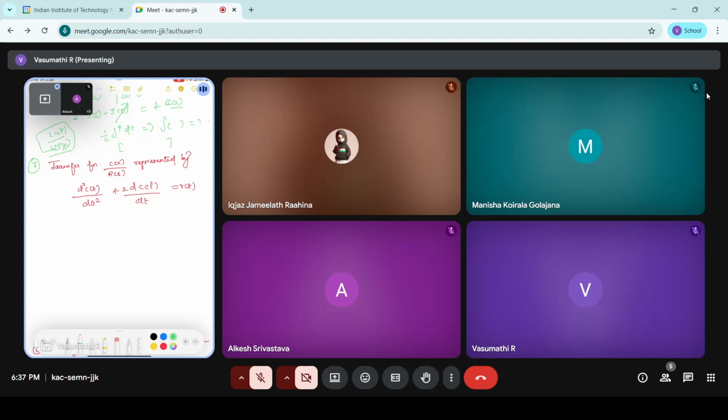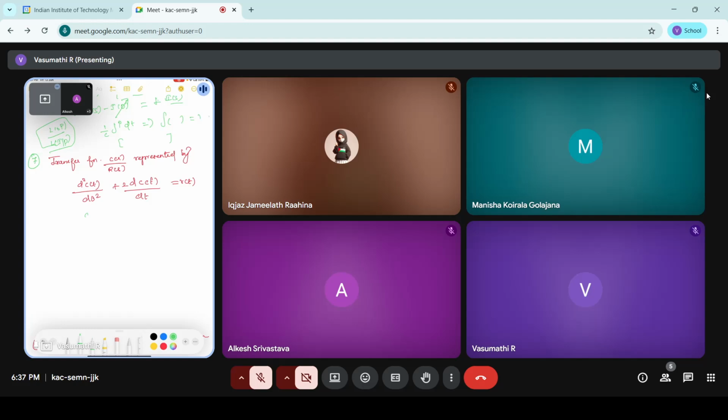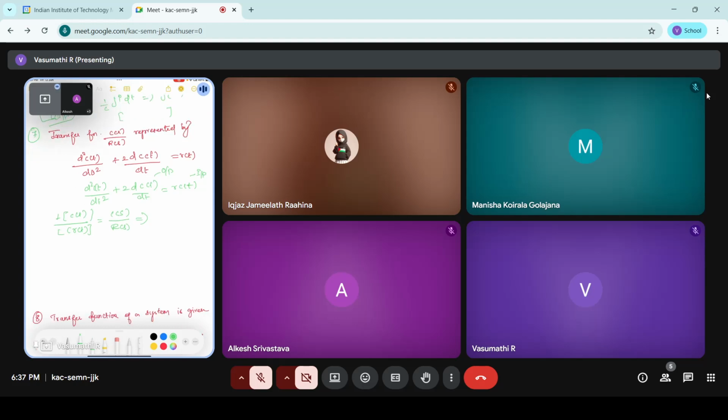This is based on only the Laplace transform as I said here. Just straight away use this formula. This will be d square c of t by dt square plus 2 dc of t by dt equal to r of t, where you can relate that c of t is the output and r of t is the input. If I want to find the transfer function, I have to find L of c of t by L of r of t. Right? This will be c of s by r of s. You want to find this, just take everything to the left side, whatever there in the numerator, rest of the things in the right side.